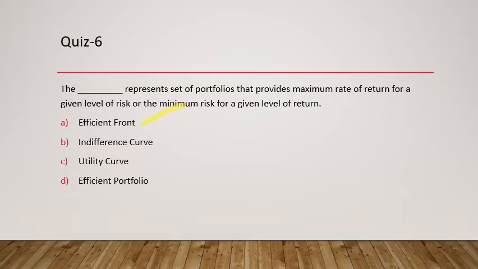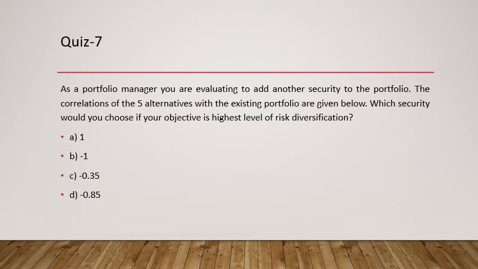We move on to question number 7, which is about a portfolio. As a portfolio manager, you are evaluating to add another security to your portfolio. The correlations of the 5 alternatives with existing portfolios are given below. Which security would you choose if objective is the highest level of risk diversification? When we want to diversify, we will choose a security which has -1 correlation, because that will help us to reduce the portfolio risk. So the highest level of risk diversification can happen with -1.